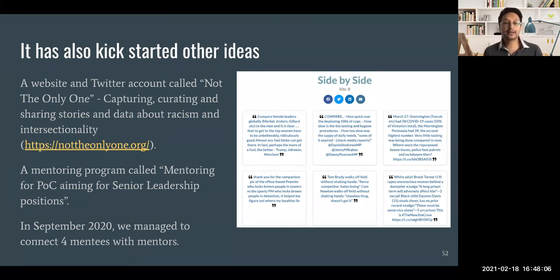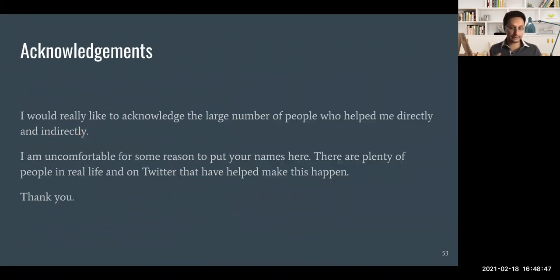And I also set up a mentoring program called Mentoring for People of Color, aiming for senior leadership positions, where we managed to connect 4 mentees with mentors. I don't think I did a very good job of that, due to other circumstances, but it was actually good to be able to do that. And it was good to be able to try and reach out to things. But again, that's kind of a band-aid solution, that mentoring program, because the actual change has to come from people with privilege. And all the people who are mentoring were people who did have privilege, but not as much privilege as others.